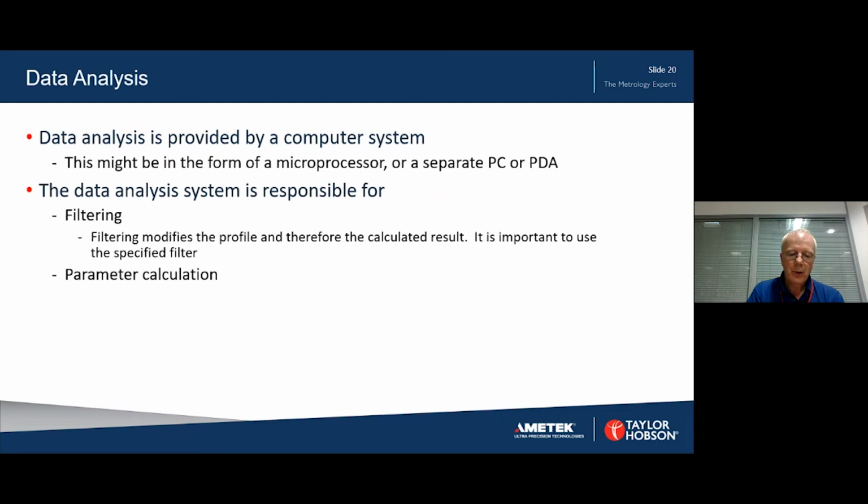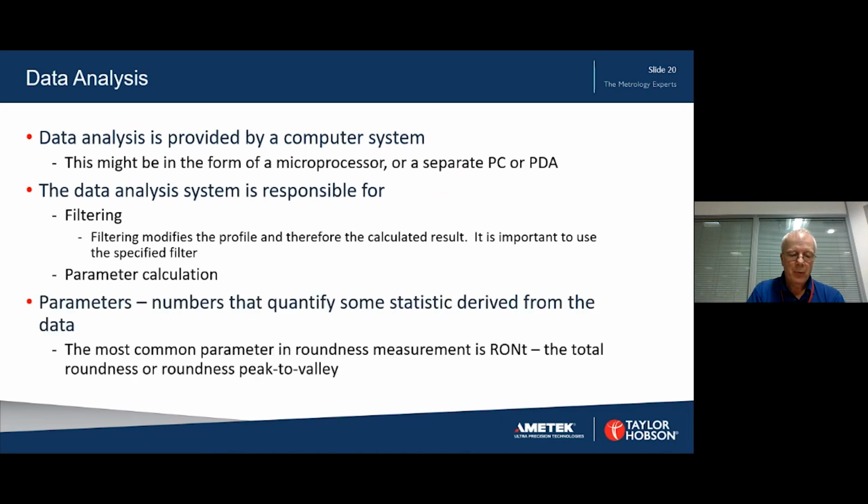The second requirement of the data analysis system is to provide parameter results. Additional results such as graphical displays or printouts are also frequently provided. Now, ISO 12181 defines several parameters relating to roundness. However, the parameter most frequently used in roundness assessment is total roundness, sometimes called roundness peak to valley, and is designated as RON-T, as shown there.